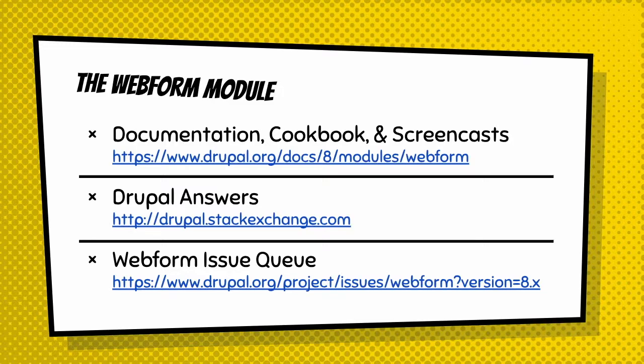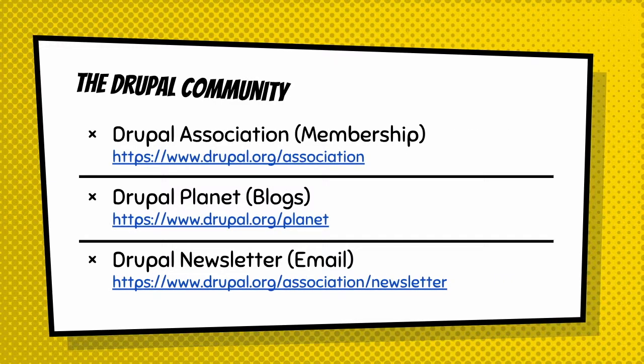If you find a bug, file it. And in the community, I want to emphasize you should go look at the Drupal Association and become a member. It's $15 a year. Also look at Drupal Planet, because it's an RSS feed with all the blogs being aggregated in one place.